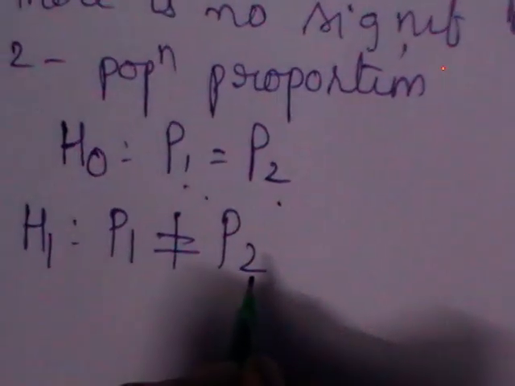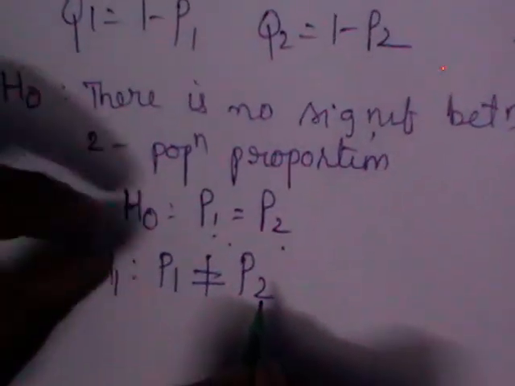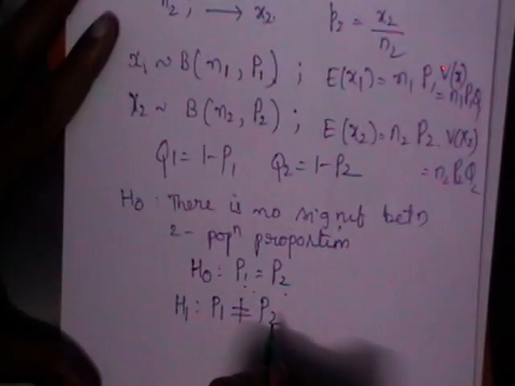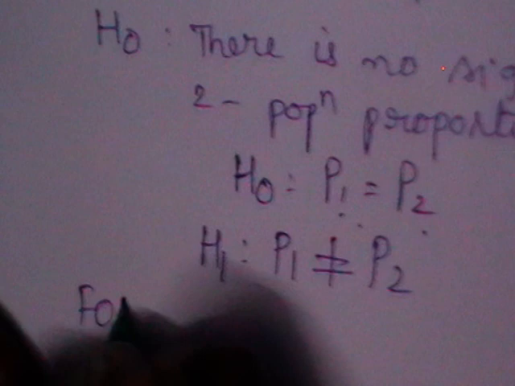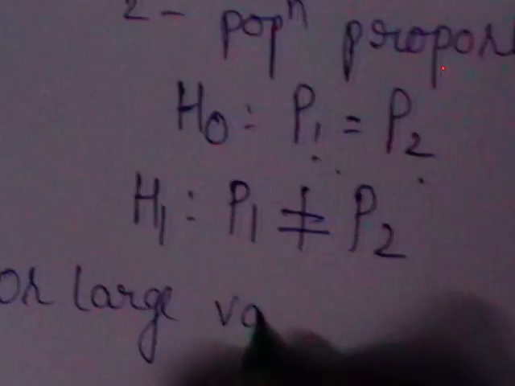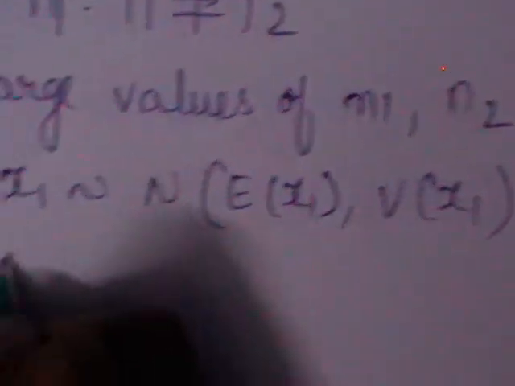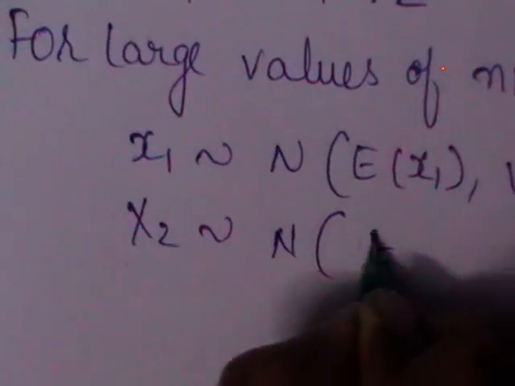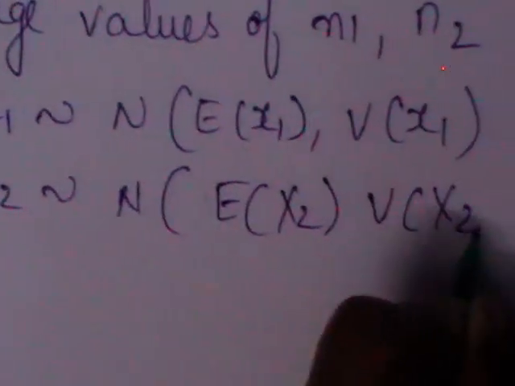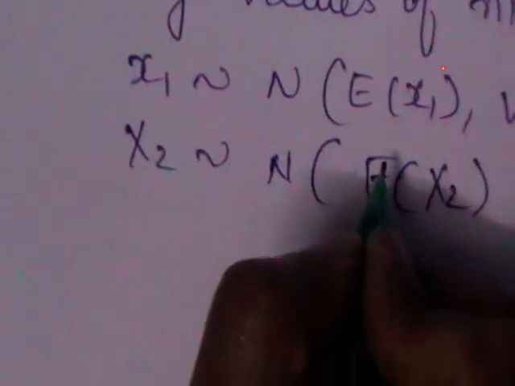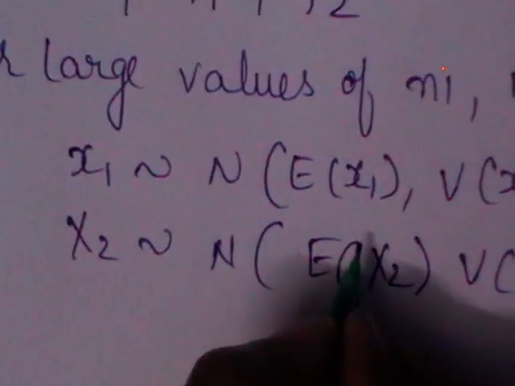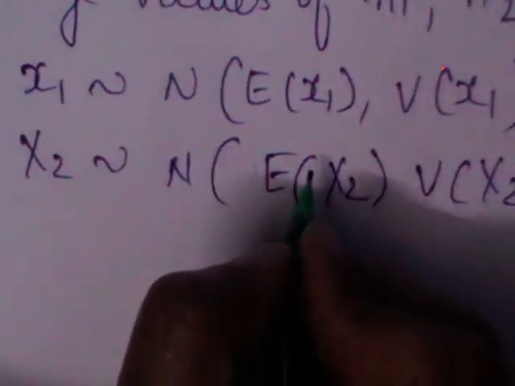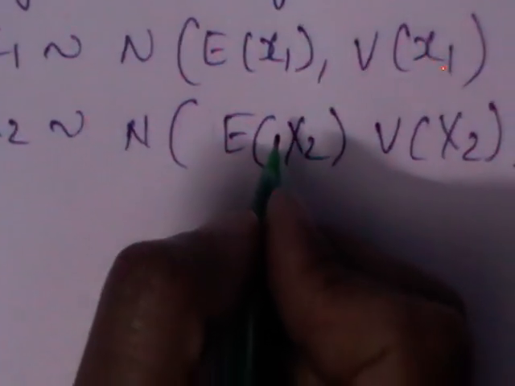You have described the sample data. You have specified the null hypothesis and H1 symbolically. Now again for large values of n. For large values of n1 comma n2 here, x1 follows a normal distribution with mean E of x1 and variance V of x1, and x2 follows a normal distribution with E of x2 comma V of x2. Now to write the test statistic under a large sample test, you are going to denote that with Z always.